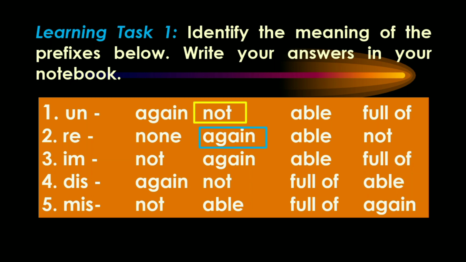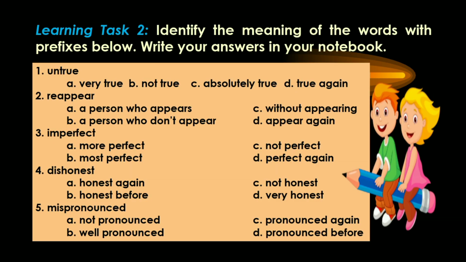again. Im. What is the meaning of the prefix im? Is it not, again, able, or full of? The answer is not. What about the prefix dis? Is it again, not, full of, or able? The answer is not. And the last one, we have mis. What is the meaning of the prefix mis? Not, able, full of, or again? It's not.